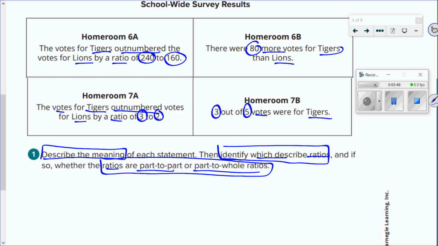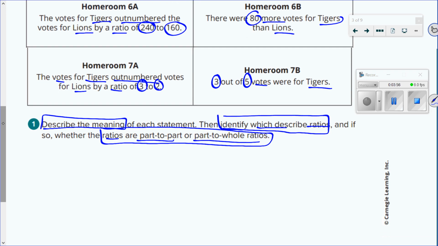First one. The first task, and we're going to break this down by homerooms. So we'll start with 6A. 6A, what was the meaning of the statement? Tigers outnumbered the Lions by a ratio of 240 to 160. What does it mean? We're not to that part yet. What does it mean? Austin?